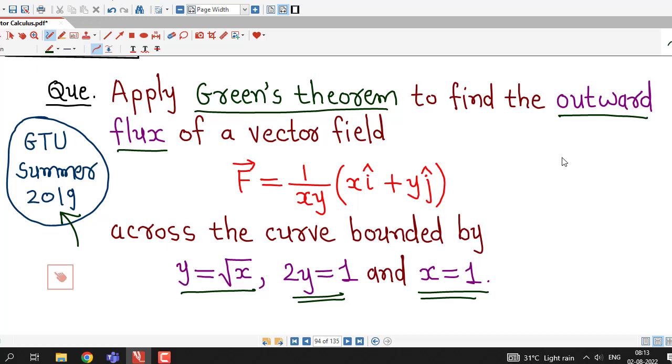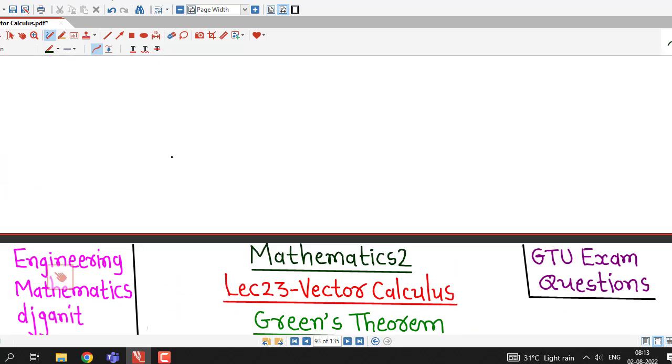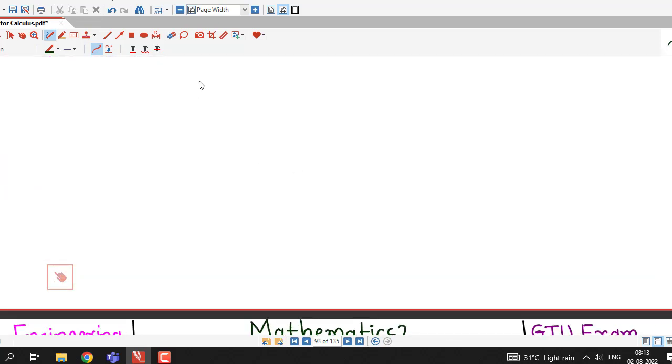Here we are asked to find out the outward flux of a vector field using Green's theorem, and we know that if we want to find out outward flux of a vector field, then we will consider the normal form of Green's theorem. And first we recall what is the normal form of Green's theorem.